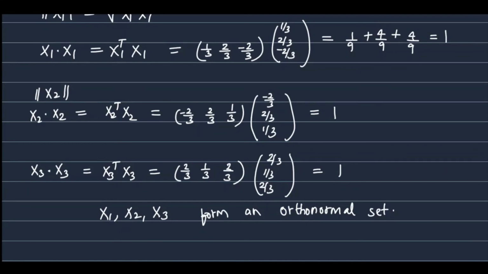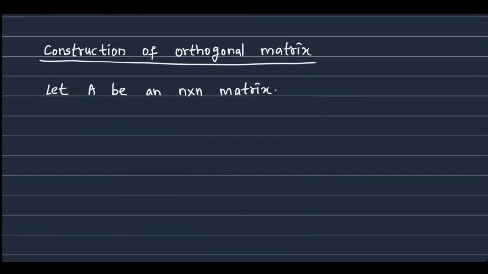Next, we will see how to construct an orthogonal matrix from a given matrix. So let A be an n by n matrix. Given a matrix A, we will see how to construct an orthogonal matrix from this matrix A. If a matrix A is given, first we will find its eigenvalues.